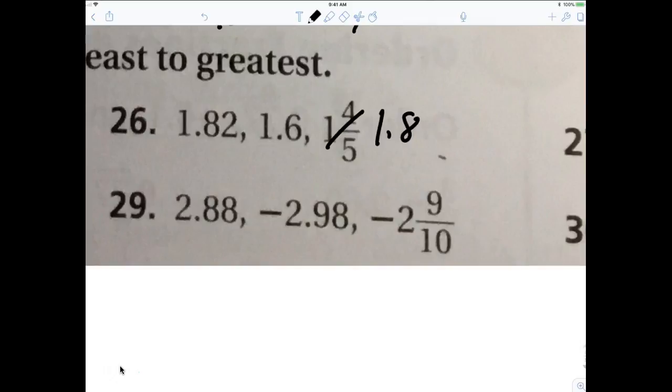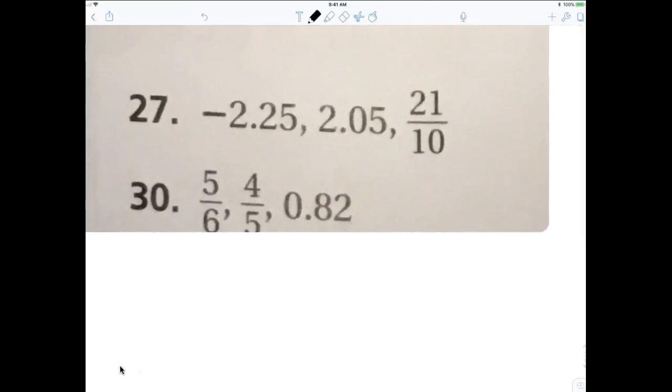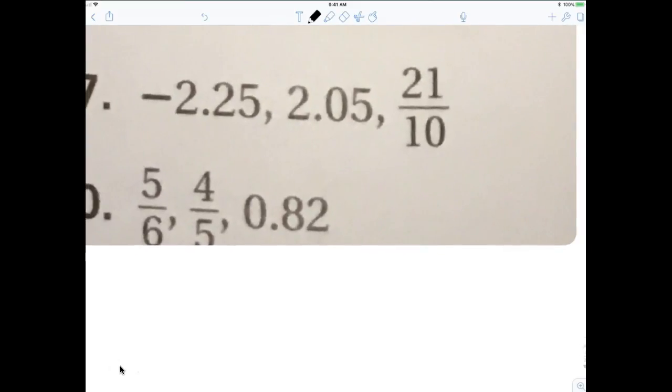So first it would be 0.6. Then what? Then it would be 1.8. Good job. Nice. Very good. Okay, Carter, I'm going to let you get back involved here real quick, buddy. Now, obviously, which one's the smallest? Shh, don't help him. Negative 2.25. Yes, obviously that's the smallest.